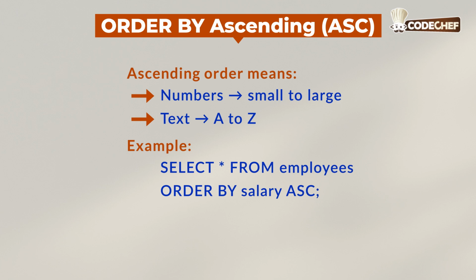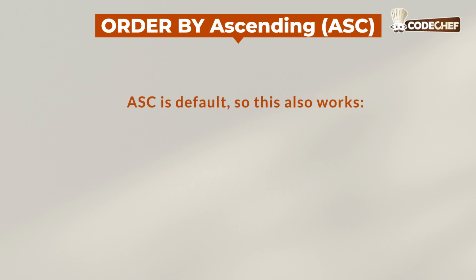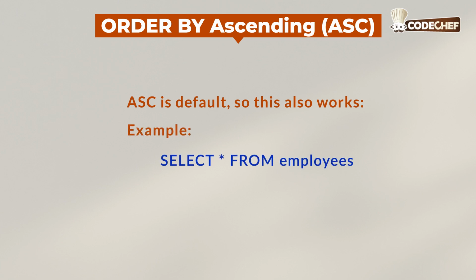Now one important point to note is that ASC is default. So in case you are not writing ASC, then by default your data will be arranged in ascending order when you are using order by. For example, if you write select star from employees, order by salary, semicolon. So here we have not used the ASC keyword, but by default it will be arranged in ascending order.